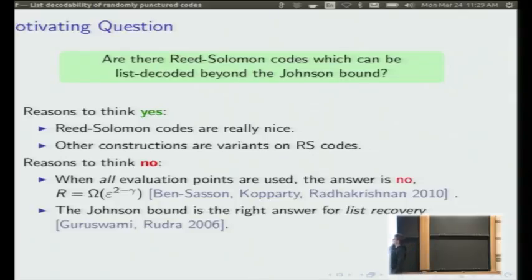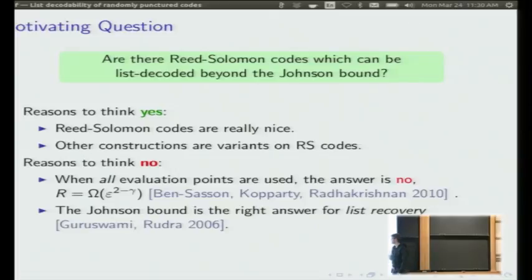So those are two reasons to think that maybe the answer is yes, there are Reed-Solomon codes which can be list-decoded beyond the Johnson bound. There's also been some evidence against it. So one major piece of evidence is, if I replace "are there Reed-Solomon codes" with "are all Reed-Solomon codes list-decodable beyond the Johnson bound?", the answer is no.